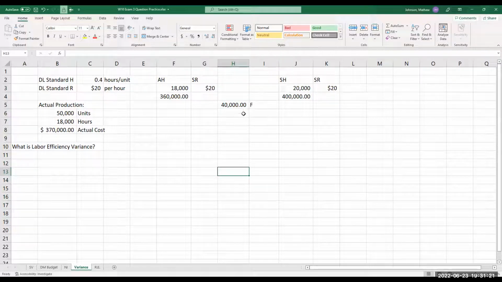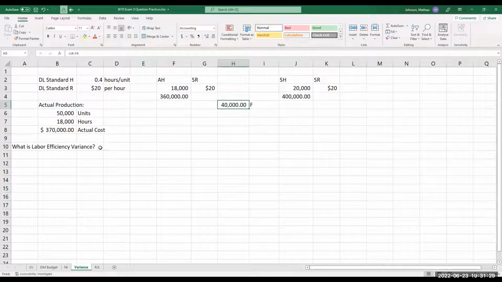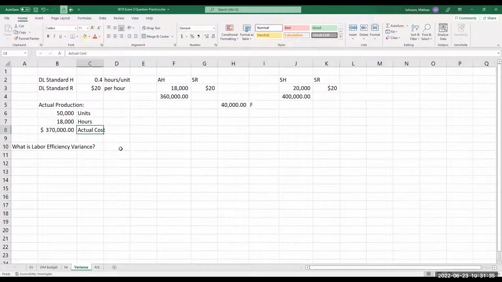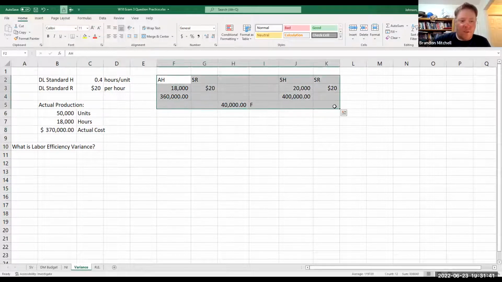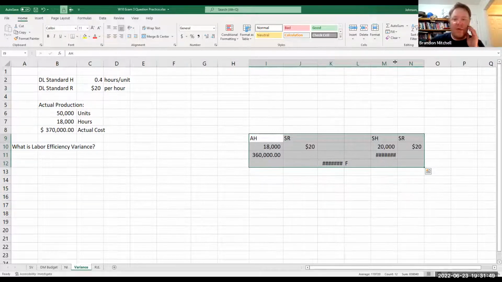Sorry, I have a question. I see the actual hours is 370,000. The actual hours, the actual cost. Yeah, that's the actual cost. The thing is, on the other side it says 360. So that confuses me. Well, we're not finding cost here. We're trying to find the efficiency. So that number, you just ignore your 370,000 on this question.